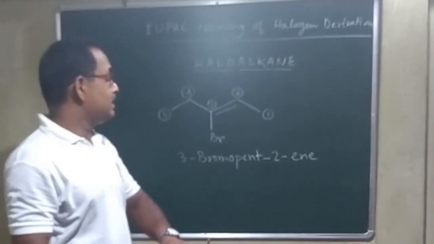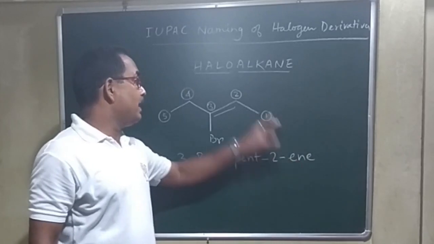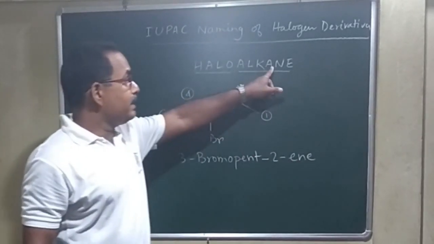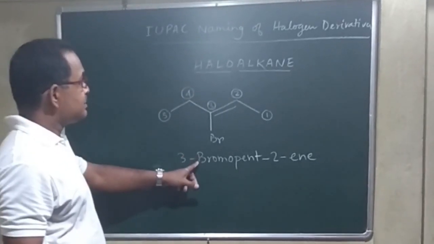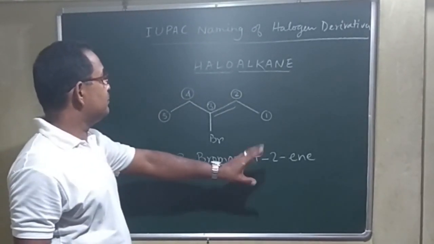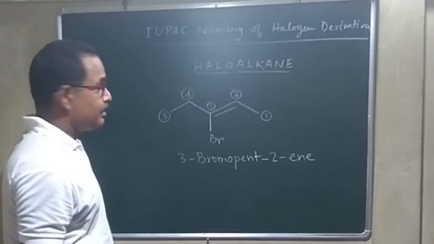What is -ene? It is the primary suffix for alkenes. And -ane is the primary suffix for alkanes. So this is 3-bromopent-2-ene. Is that clear?